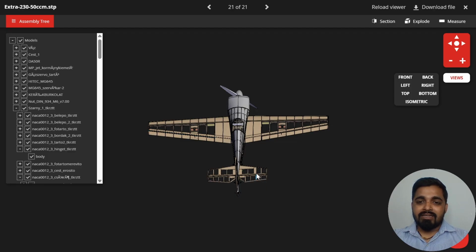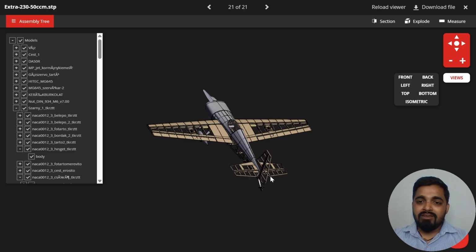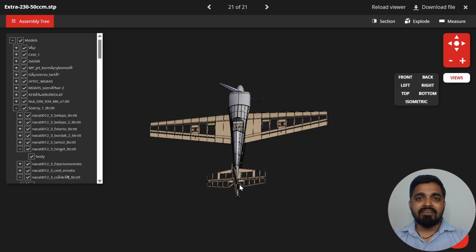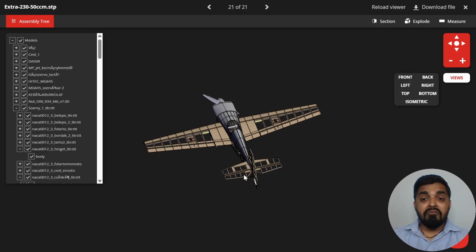On the horizontal tail, you can see the elevator, and on the tail fin, you can see the rudder. These are the steering wheel, accelerator, and brakes of the aircraft working together seamlessly. Now let's understand each and every control surface one by one. First, we'll explore the elevator. The elevator is located on the horizontal tail, as you can see, and controls the pitch of the aircraft.